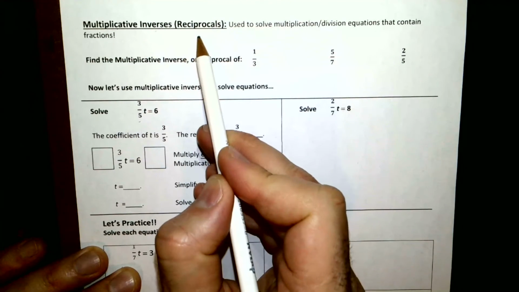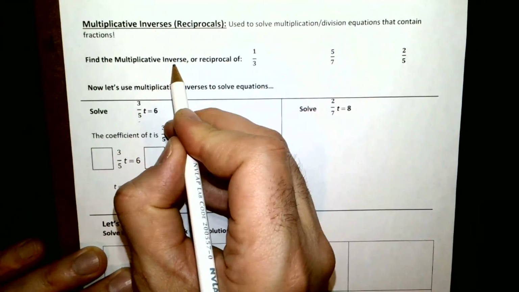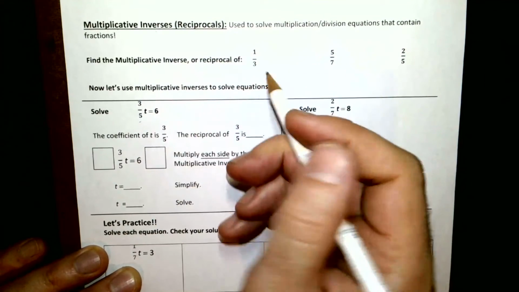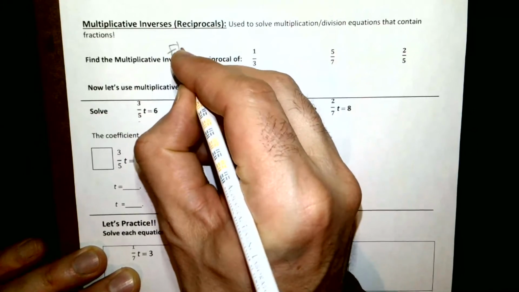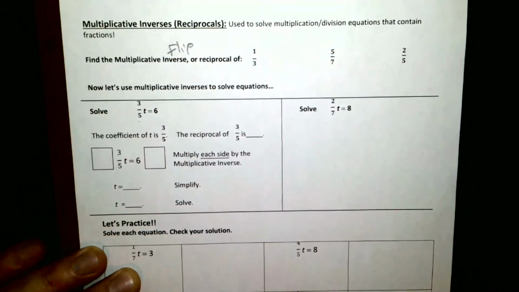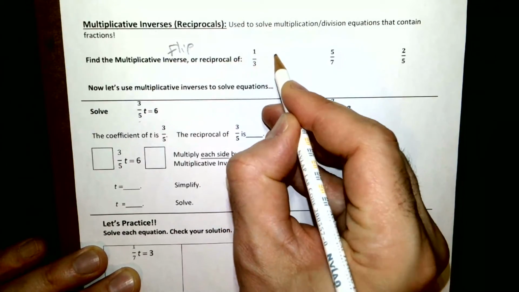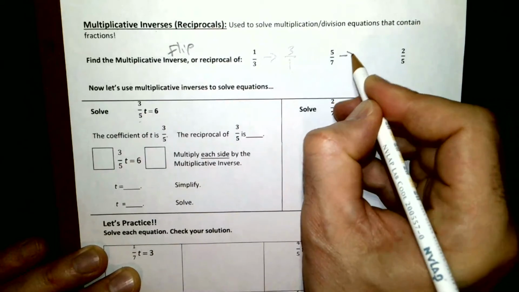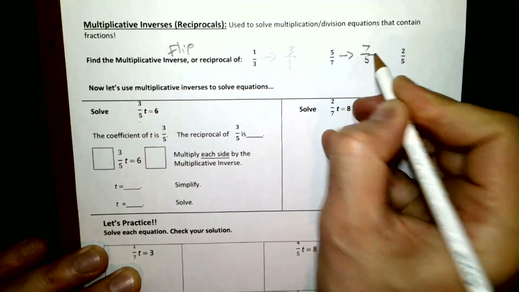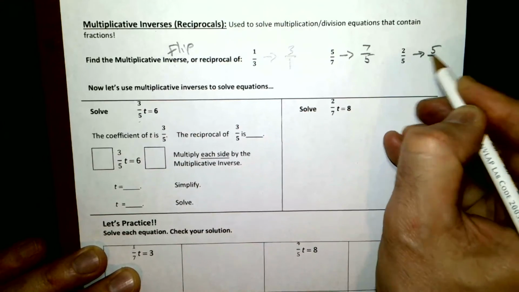multiplicative inverses can be used to get rid of fractions. So inverse just means that you're taking it and you're flipping it. Inverse is when you flip the fraction. It's also called the reciprocal. So the inverse of 1 over 3 is 3 over 1. The inverse of 5 over 7 is 7 over 5. And the inverse of 2 over 5 is 5 over 2.